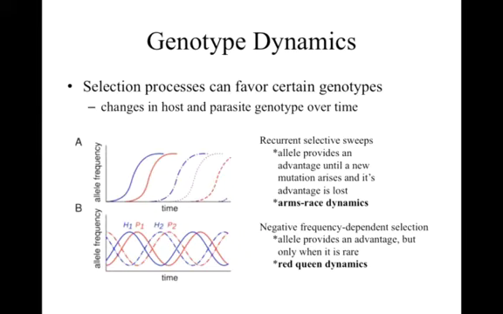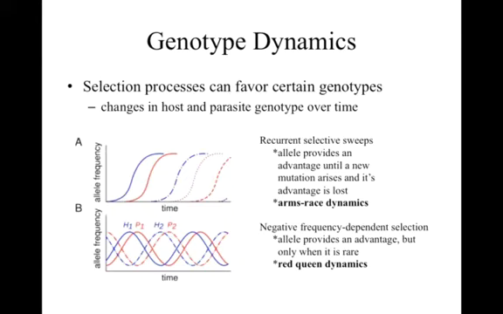So there's a couple of different ways that these dynamics can occur. One is with recurrent selective sweeps. So this is where an allele provides an advantage. An allele will emerge through mutation, it'll provide an advantage, it'll sweep through the population and become the most abundant. Most of the other alleles will disappear, but then its advantage will be lost as soon as the other party evolves something that defends against it.